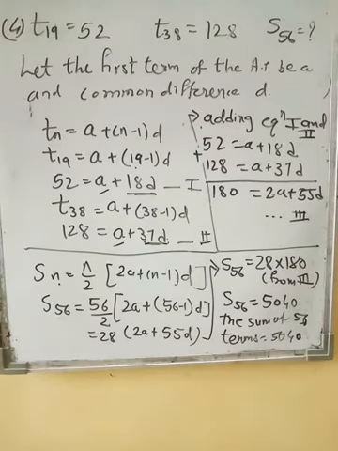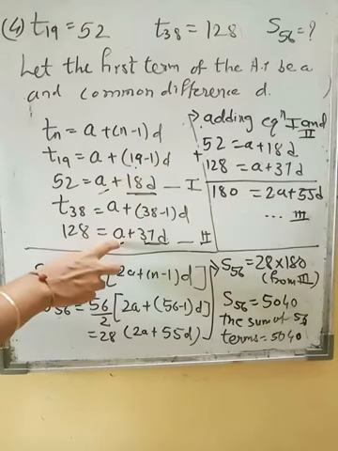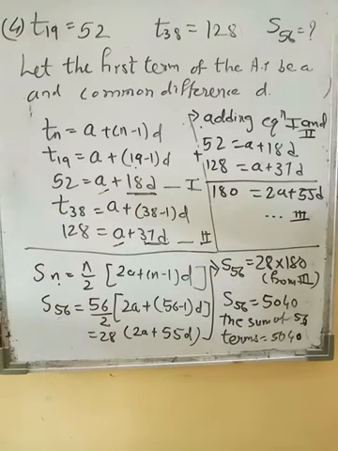Miss, so what will be the AP? Children, this is the specialty, that without knowing the AP we have found it. If you wanted to know what the AP is, then you solve these two equations as simultaneous equations. Solve for it, you will get a and you will get d. Then you can write down the AP.